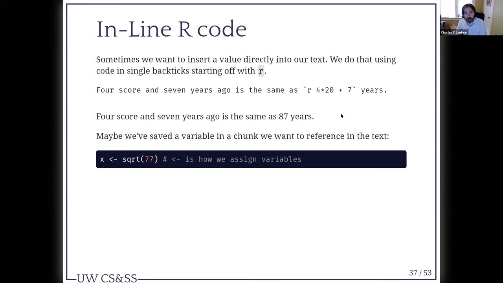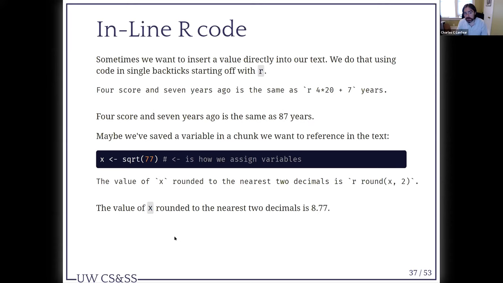So maybe we've created a variable, an object, in an earlier chunk in the document. For instance, I'm going to assign to X the square root of 77, but I want to refer to it in the text. I could say the value of X rounded to the nearest two decimals is backtick R space round X 2. This says take X, the variable I created up here, round it to two decimal places. And my text will say the value of X rounded to the nearest two decimal places is 8.77. So it actually called on X from an earlier chunk, ran a function on it, pulled the output of it and stuck it straight into the text.